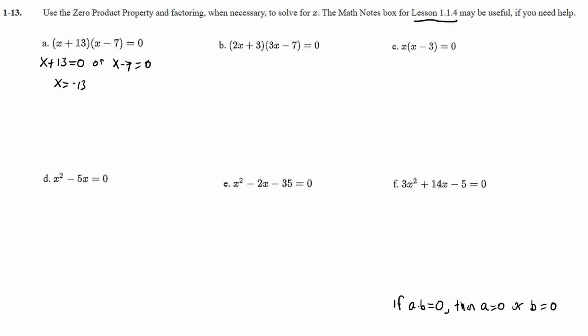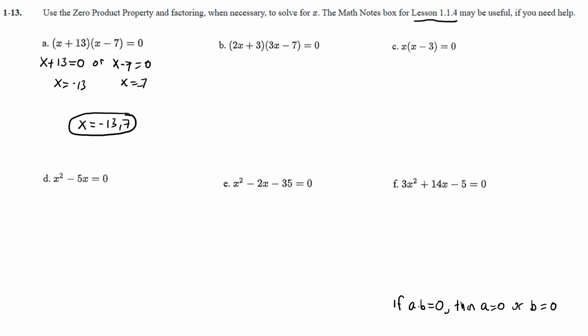What plus minus 7 equals 0? Well, that would be positive 7. So part A, we get negative 13 and 7 as the solutions to the problem. Part B, same idea. We have factors, expressions being multiplied, and the product is 0.